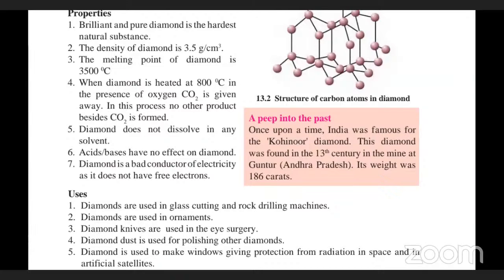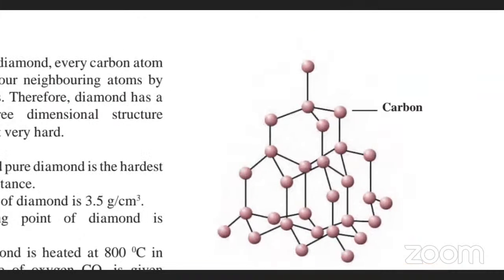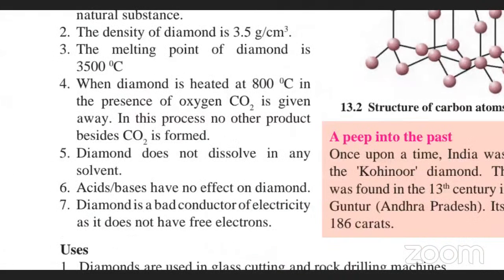Also, diamond is a bad conductor of electricity. If you try to pass electricity through diamond, electricity is not going to flow through it. Why is it not possible? Because it does not have free electrons. The requirement of free electrons is essential for conduction of electricity. Since the diamond structure is a continuously bonded structure, no electrons are free here, so electricity conduction is not possible and it is a bad conductor of electricity.